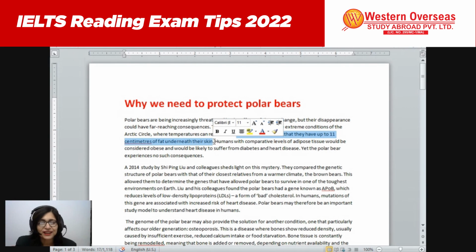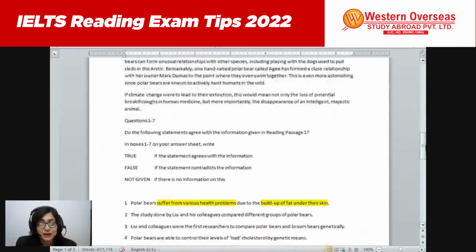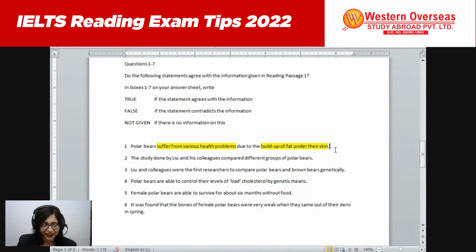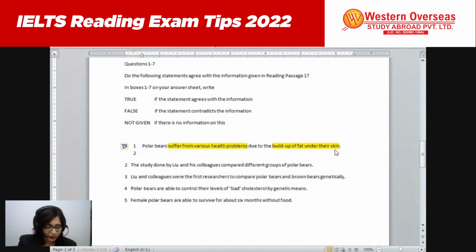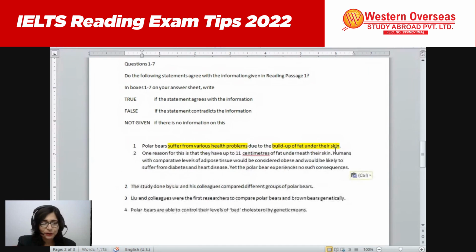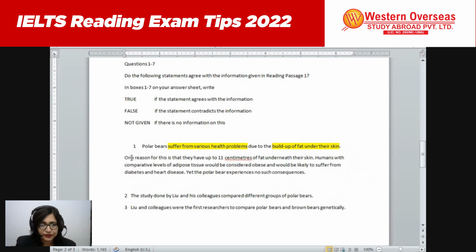Correct, candidates? If you look here, this is the keyword given. So I am taking these lines for you for better understanding, because आज के tutorial में हम अच्छे से सीखेंगे कि 2022 में reading के True False कैसे crack करें. So this is the statement I have now. सभी से request है कि अब आप अपने keywords को match करें. वो कह रहे हैं suffer from various health problems. Why? Because they have fat under their skin. I have a word here, fat underneath their skin.